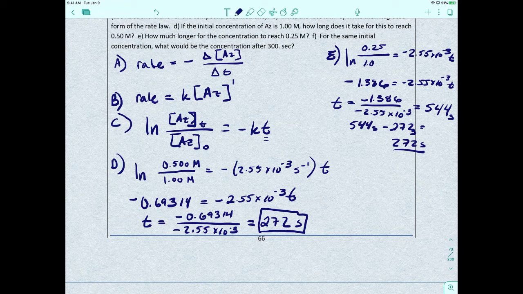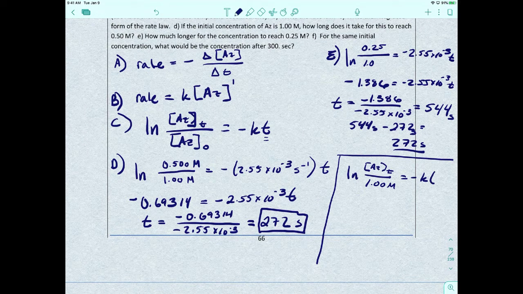Part F says this. For the same initial concentration, what would be the concentration after 300 seconds? All right. So what we want to do is take our equation. We're going to solve for the concentration of azomethane at a certain point in time T. Okay. So we got the natural log of the concentration of azomethane at a certain point in time, T, divided by the initial concentration, which is 1. This is equal to negative K, which we know, times the T, and the T is 300 seconds.